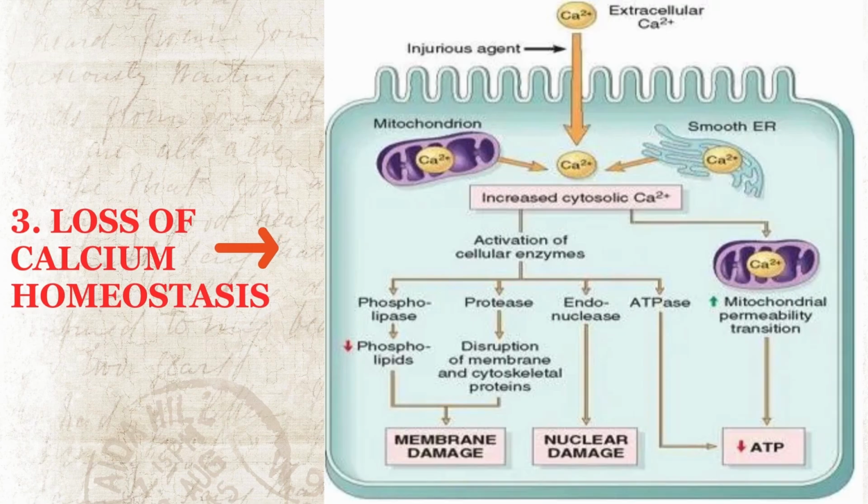The enzymes which are activated are phospholipases. They eat the cell membranes. Proteases, they attack the cytoskeleton and proteins. Endonucleases, they chop up the DNA. And ATPases waste the remaining currency, which is ATP.